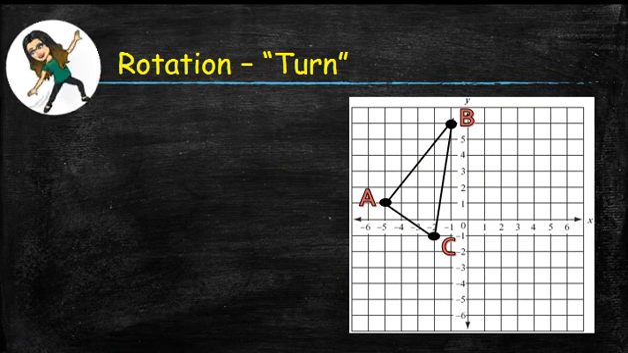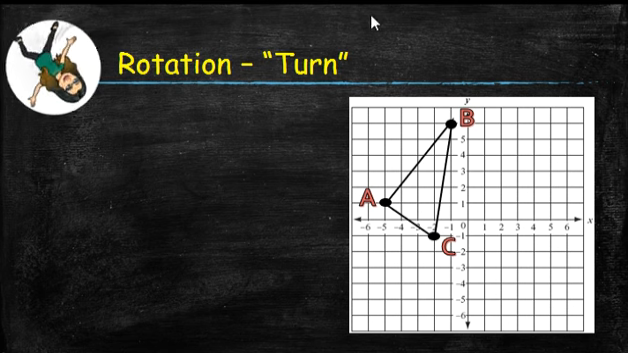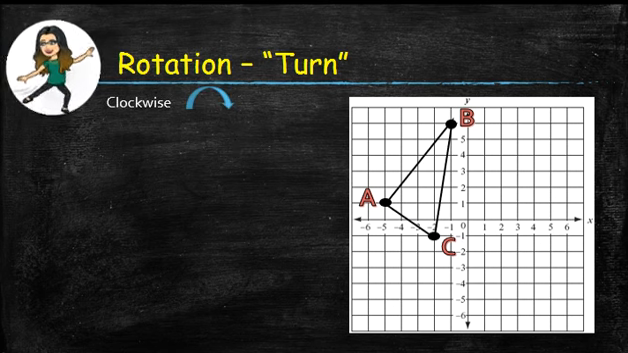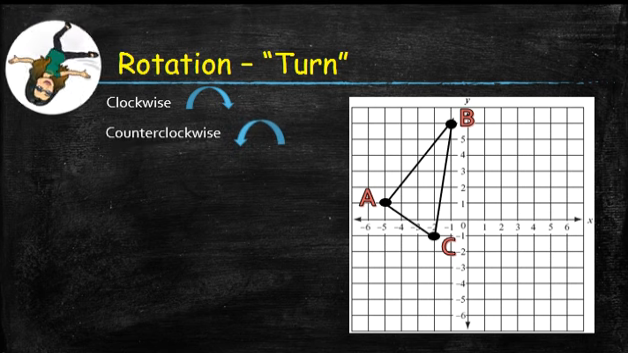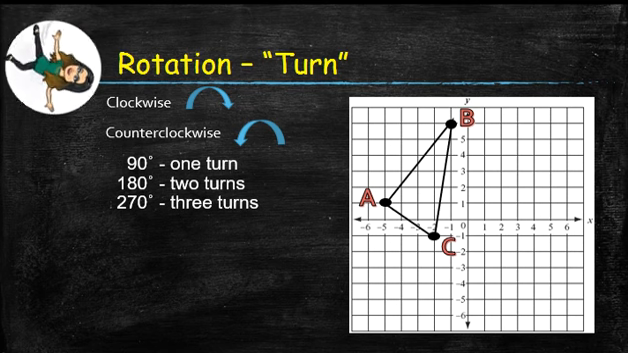Next up, we're going to talk about rotations. A rotation is a turn. So for these, you actually will just turn your paper. So when you have your paper with the graph on it, you're going to literally turn it. Remember, clockwise goes around. If you're going at the top, it goes to the right. Counterclockwise from the top goes to the left. And then 90 degrees is one turn, 180 degrees is two turns, 270 degrees is three turns.